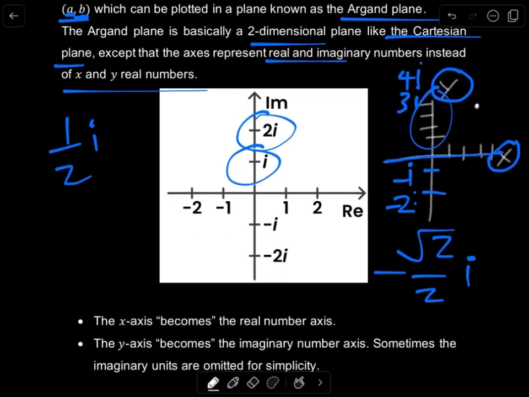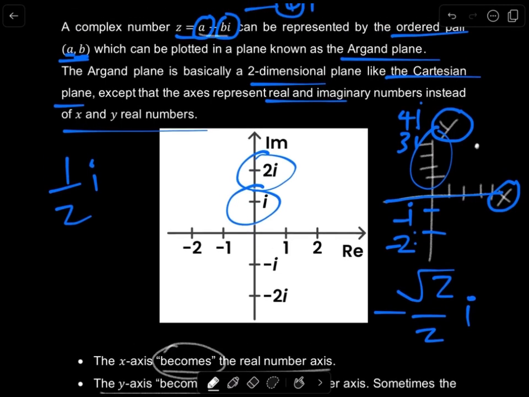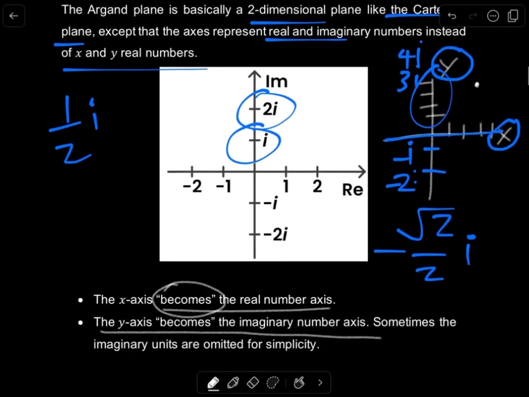So the x-axis from the Cartesian plane to create the argand plane basically becomes the real number axis, and the y-axis becomes, and I use the word "becomes" in inverted commas, because we're basically dealing with just a Cartesian plane at its core. Nothing new has changed except that now we're working with complex numbers. So the y-axis becomes the imaginary number axis, and sometimes the imaginary units are omitted for simplicity, because it's understood that the y-axis now is going to represent imaginary numbers.